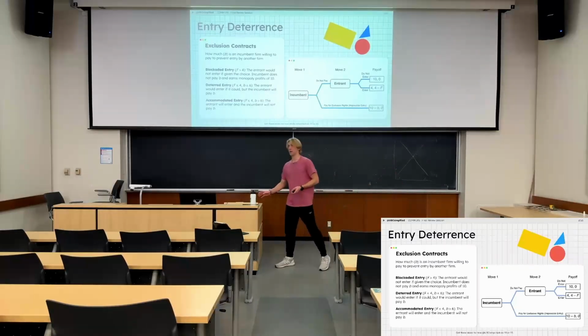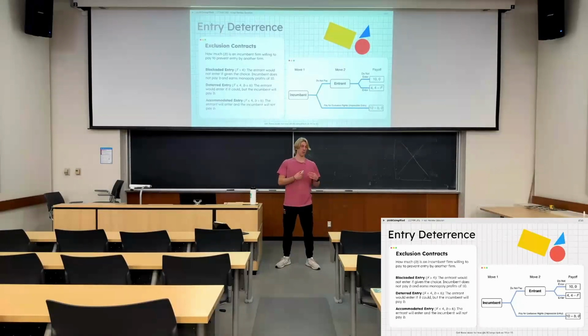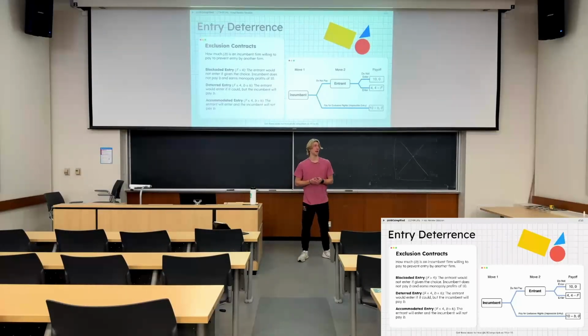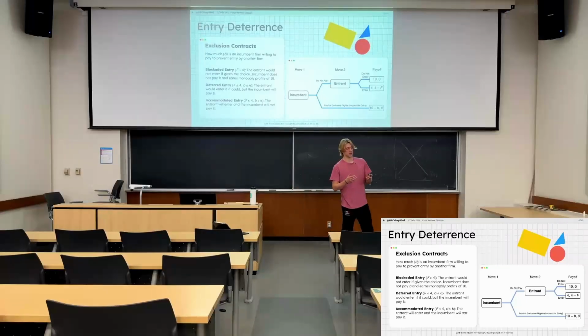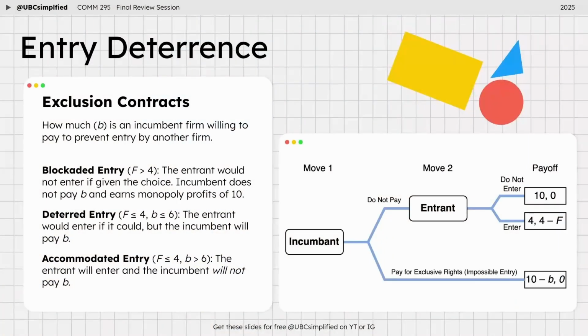So essentially, there's a few different ways to kind of block someone from entering. One is it's too much of a commitment to enter, or by entering, they have to invest a lot, and that investment is going to be greater than their profit. So if F is greater than 4, the second player, move 2, isn't going to want to enter because they're just going to be losing money. So that's the blockaded entry, by having too high of a barrier to enter.